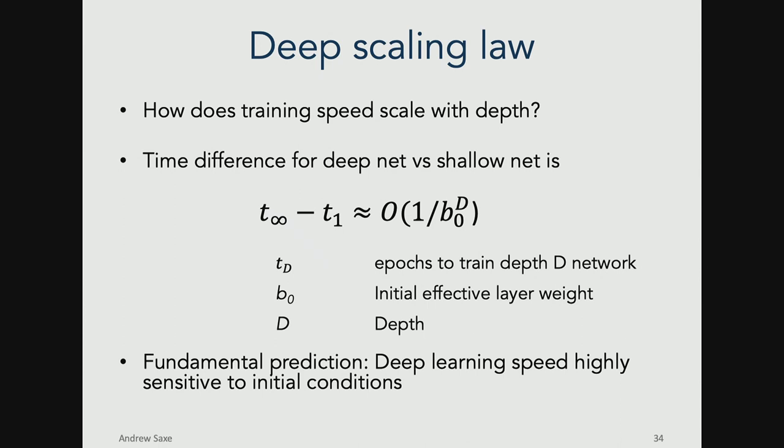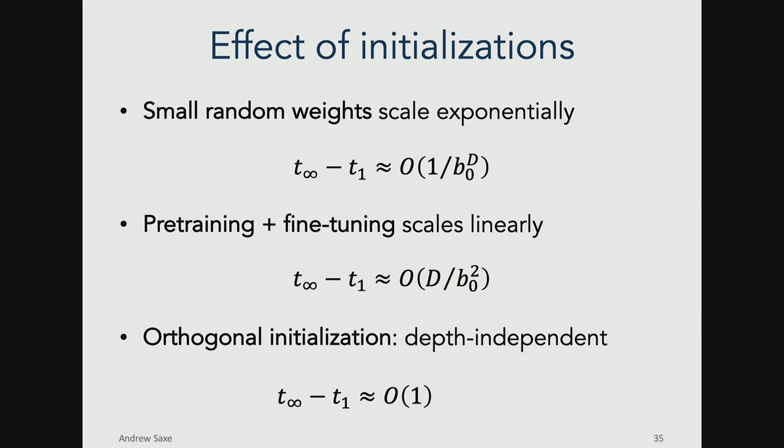And so this, I think, gives some perspective on these different initialization schemes that we have. For instance, this is sort of what people used to do. They started with small random weights, and they saw that deep learning was very slow. But then the initial breakthrough was pre-training and fine-tuning. Now you're doing lots of unsupervised learning on adjacent layers, and that turns out to scale like just the depth of the network, so linearly in depth. But then this also suggests a faster procedure. You could use an orthogonal initialization that just sets this value to be 1 at the beginning of learning, and then the prediction would be that that would give you depth-independent training times.